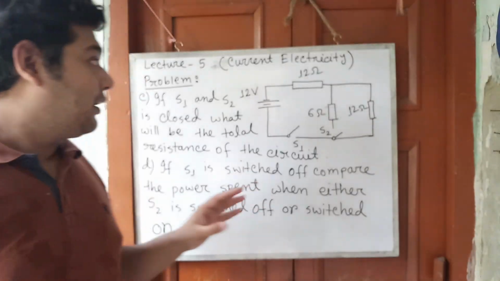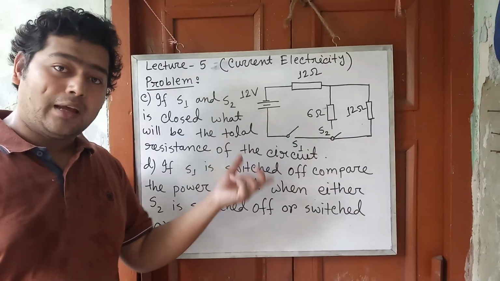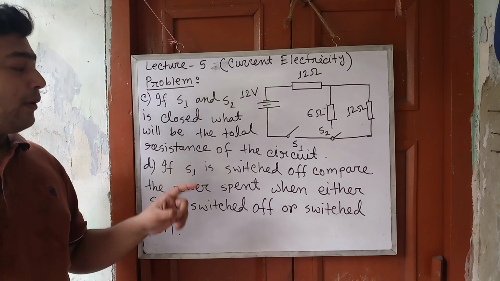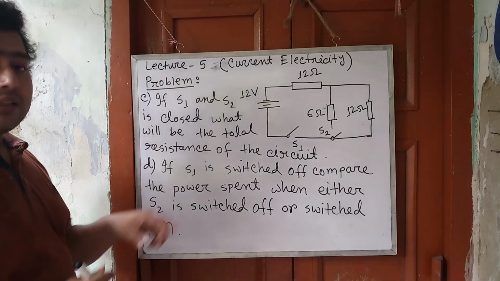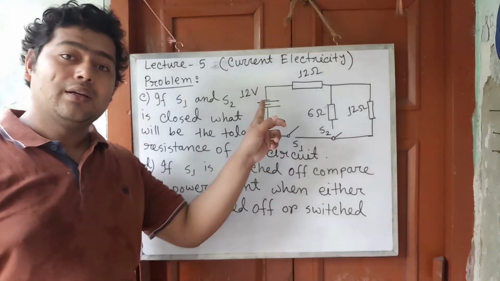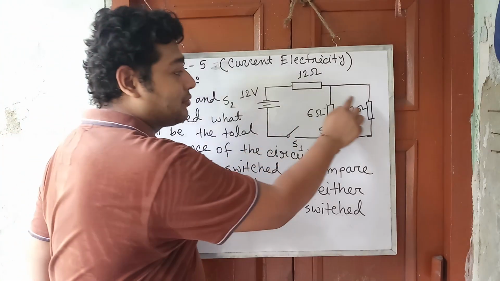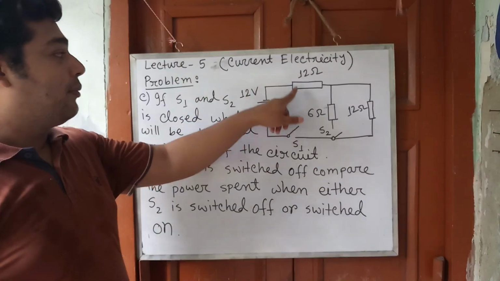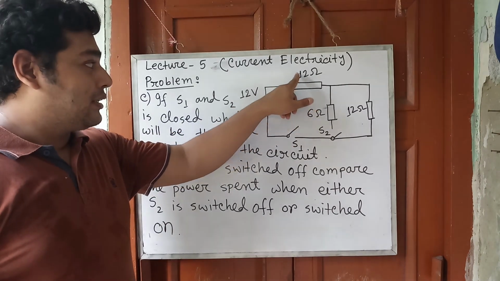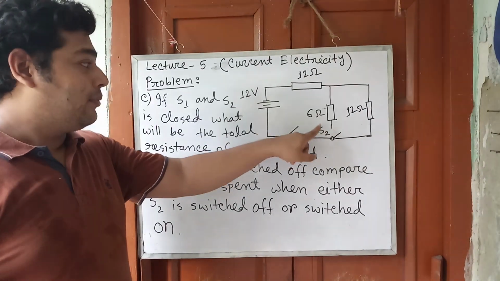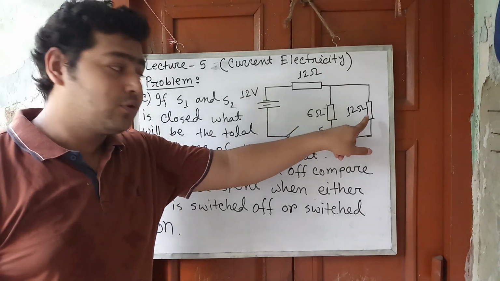Okay, you can see another type of problem, and this is the given circuit. That is our stem. In our stem we can see that we have three resistances. Number one resistance is 12 ohm. This resistance is 6 ohm, and this resistance is also 12 ohm.